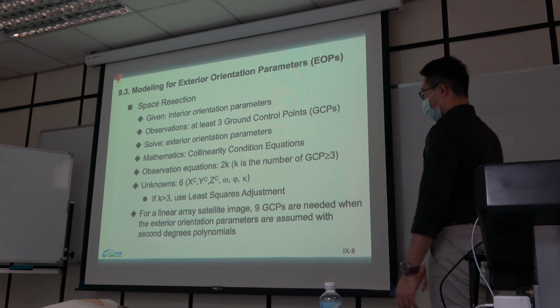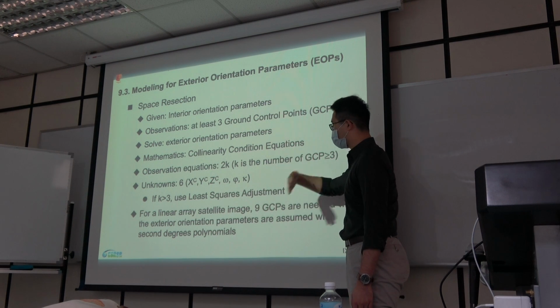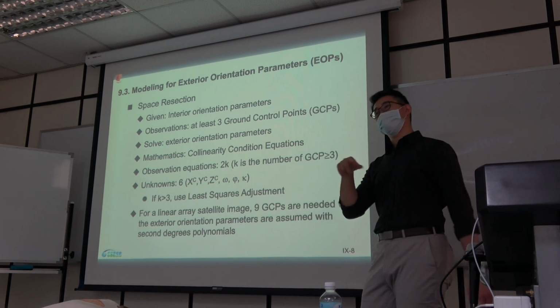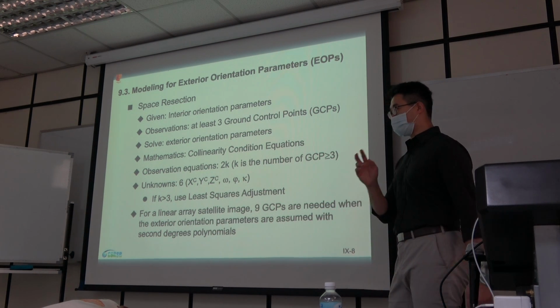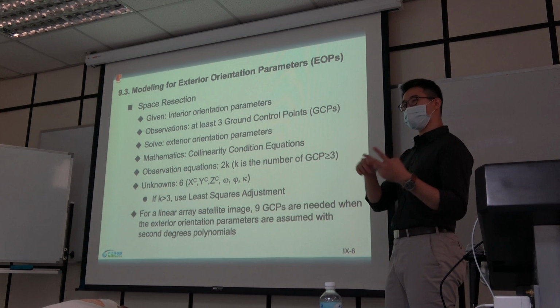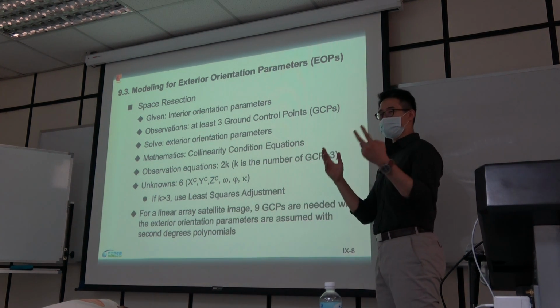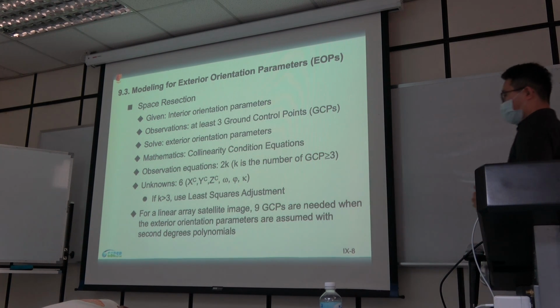But as you can see, for a linear array, for the pushbroom scanner, we have 18 coefficients in terms of the EOP. In each GCP, we can have 2 equations. So to solve 18 coefficients, we need at least 9 GCPs. So basically that's the case.